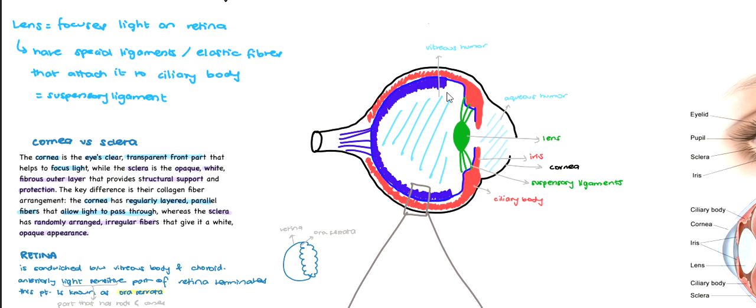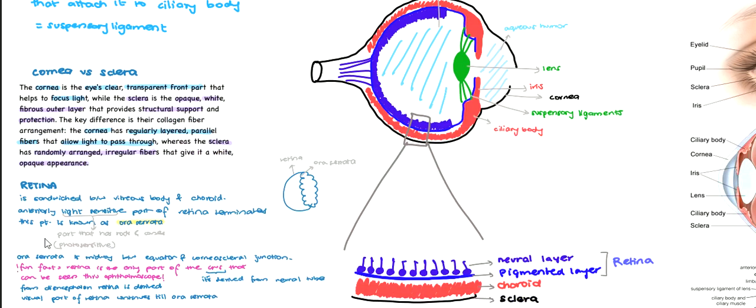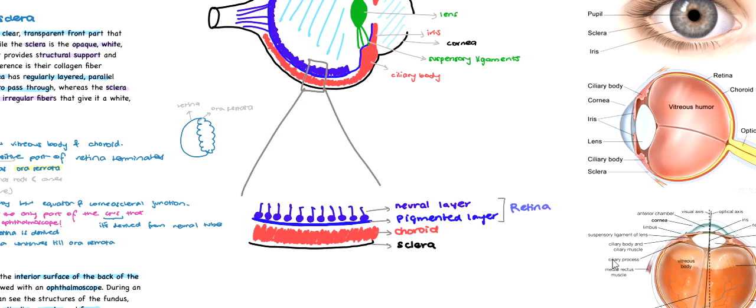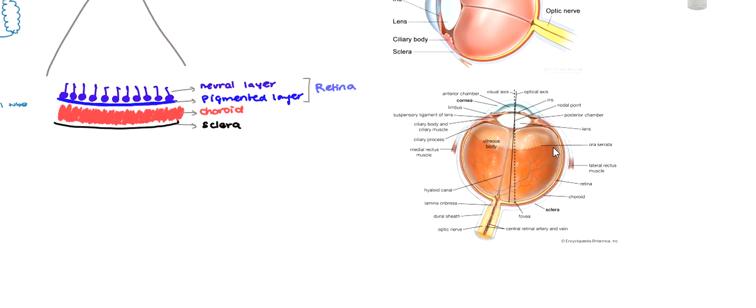That point is called ora serrata. Here I've drawn that ora serrata, and this is the retina. So at the point of ora serrata, your neural layer terminates. In this diagram, you can see it much better. Ahead of this, you do not have the neural layer, but the pigmented layer still continues even behind the ciliary body and behind the iris.